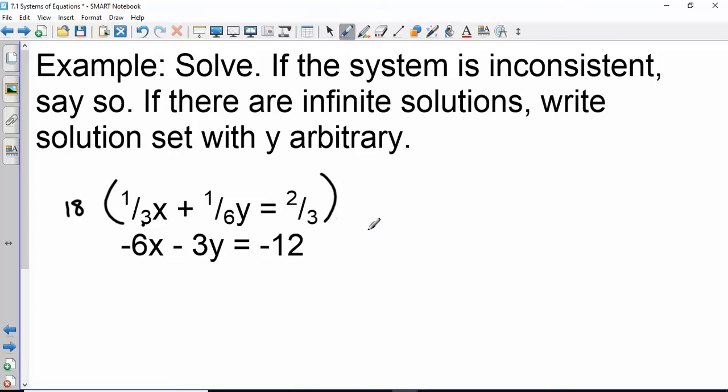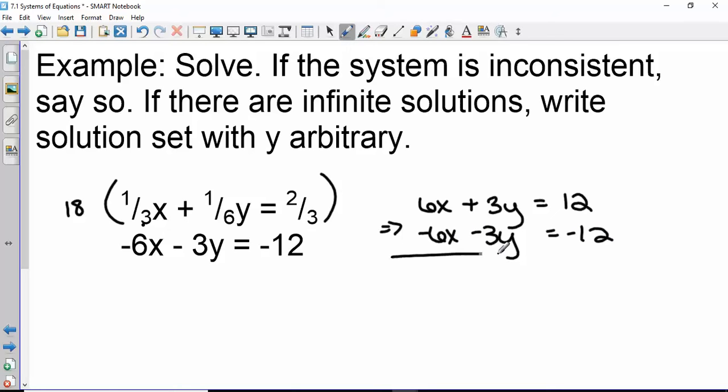So 1/3 times 18, that's like 18 divided by 3, so that's 6x. 18 times 1/6, so 18 divided by 6 is 3y. 18 times 2/3, so 18 divided by 3 is 6, times 2 is 12. So when I add, those cancel, these cancel, and these cancel. We get 0 equals 0. That's a true statement. So your directions are going to tell you how to write this.